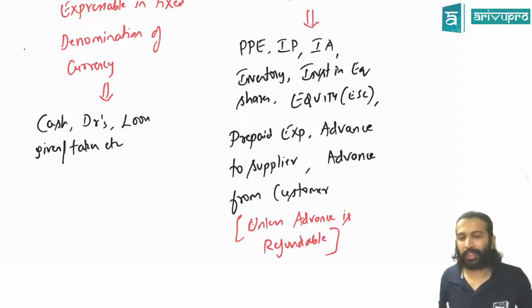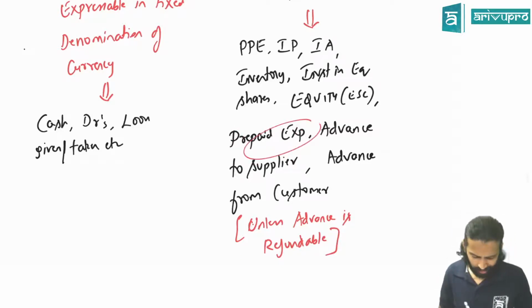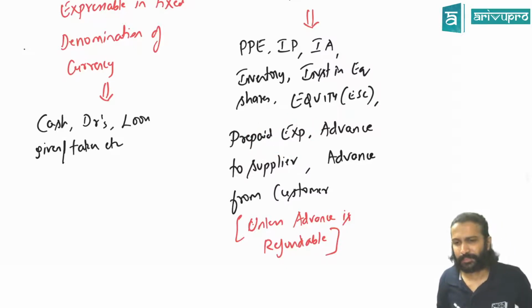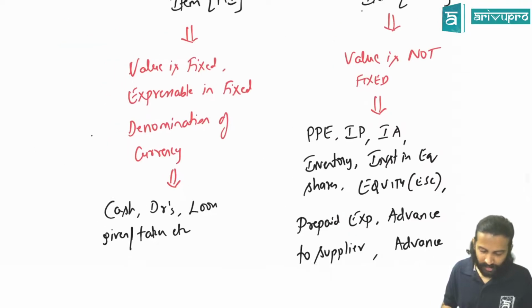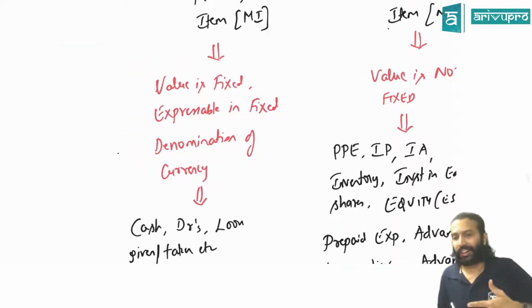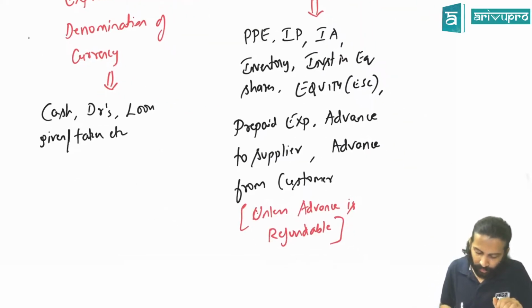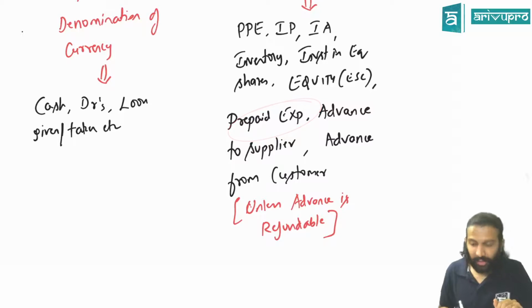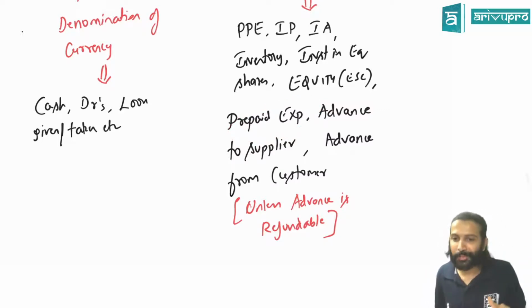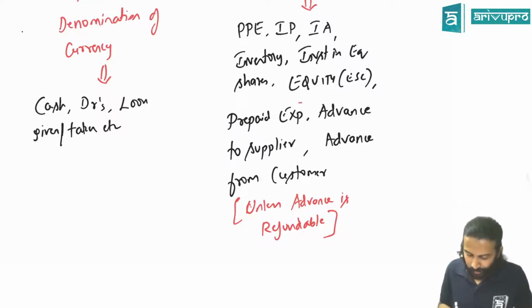Prepaid expense means your insurance and prepaid salary and all. Are you getting any money out of it, or are you getting any service? Value is fixed means you should be able to express it in a particular currency, related to cash. But prepaid expense, we already paid it. So in return, what are you going to get? Are you getting cash back, or are you going to get service back? You're going to get service back. Hence, we say it is a non-monetary item.